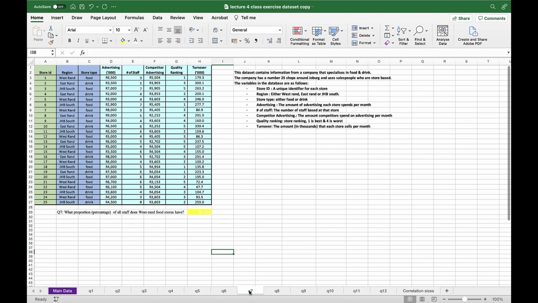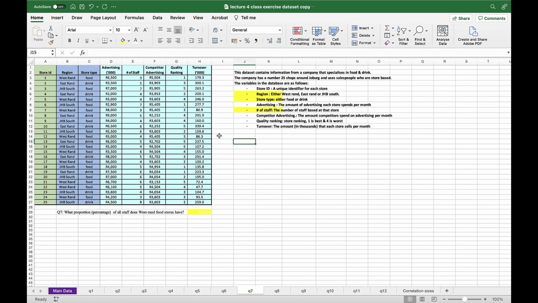Question 7. Let's look at question 7. Question 7 says, what proportion or percentage of all staff does the West Rand food store have? So let's highlight what we need to highlight again. What proportion of all staff? So we're looking at staff, so I can highlight staff. And West Rand food stores: West Rand would be a region, and food stores would be a store type. So we're highlighting these three things, and let's do a pivot table.